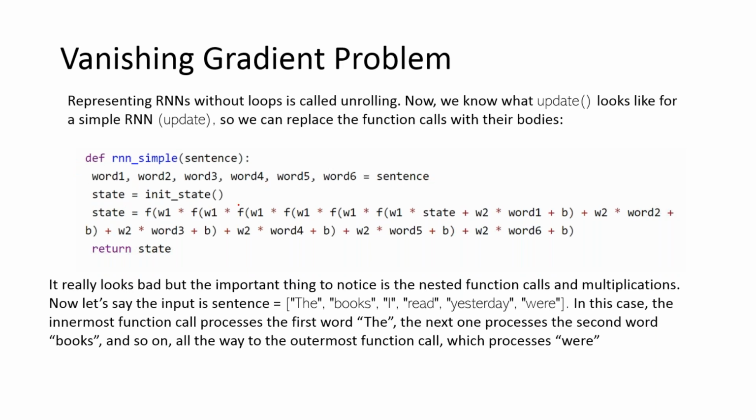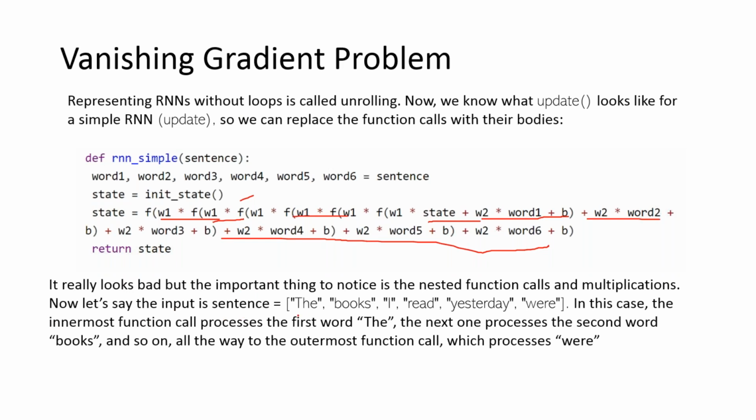I have a sentence and an initial state, and the state will have f of w1 into f of w1 into f of w1, something like this. Then you have all the words, and you again pass in the state of w1 into w2 into word 1 plus b. So it looks very messy, and it's a very bad implementation. What happens is that these nested function calls and multiplications cause the RNN to run into the vanishing gradient problem.